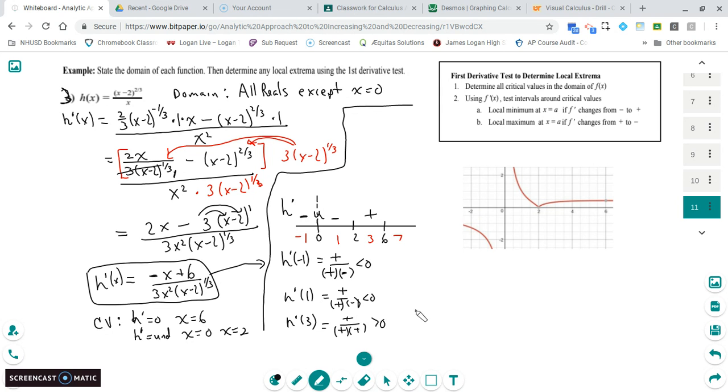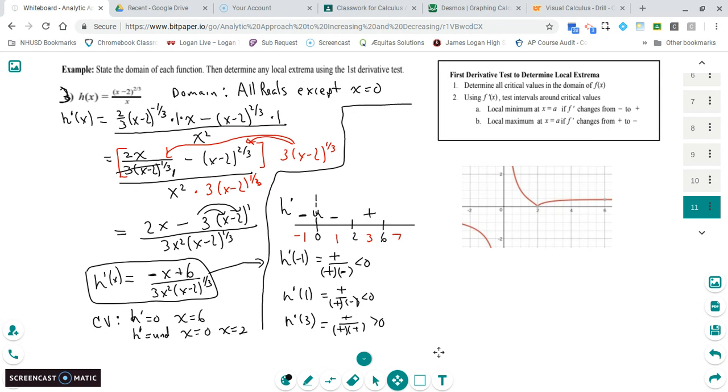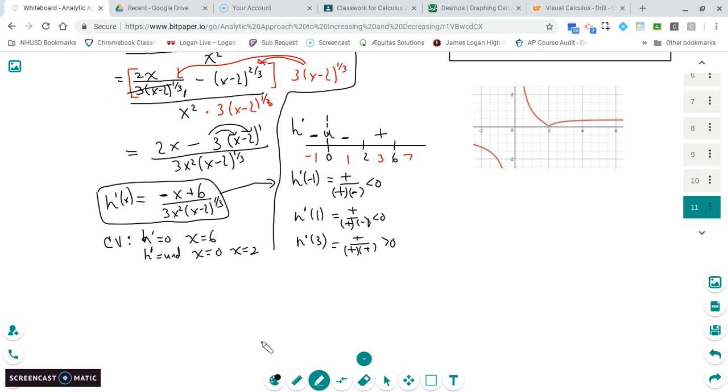And then one more to test, H prime of 6. Let me move this graph up a little bit. All right, so H prime of 6. Oh, not testing 6. I'm testing 7, which is to the right of 6. So if I put 7 in there, I get -7 plus 6. That's a negative in the numerator. And then 7 squared, that's going to be positive. So that term is always positive. And 7 minus 2, the cube root of that will be positive. So this will be less than 0. And so I have decreasing here.